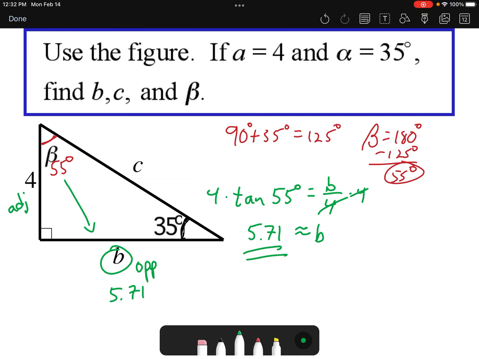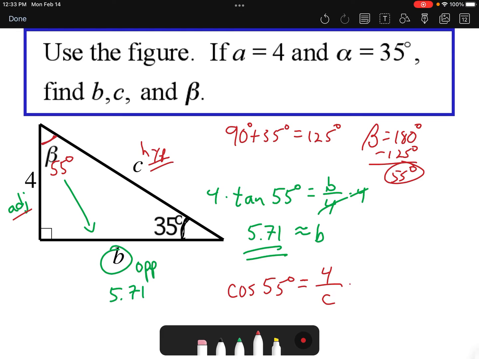Because if I stay with beta, this is the hypotenuse, and I could use adjacent and hypotenuse, which is cosine. And the cosine of 55 is the adjacent side over the hypotenuse. Now, this looks a little different than the tangent.